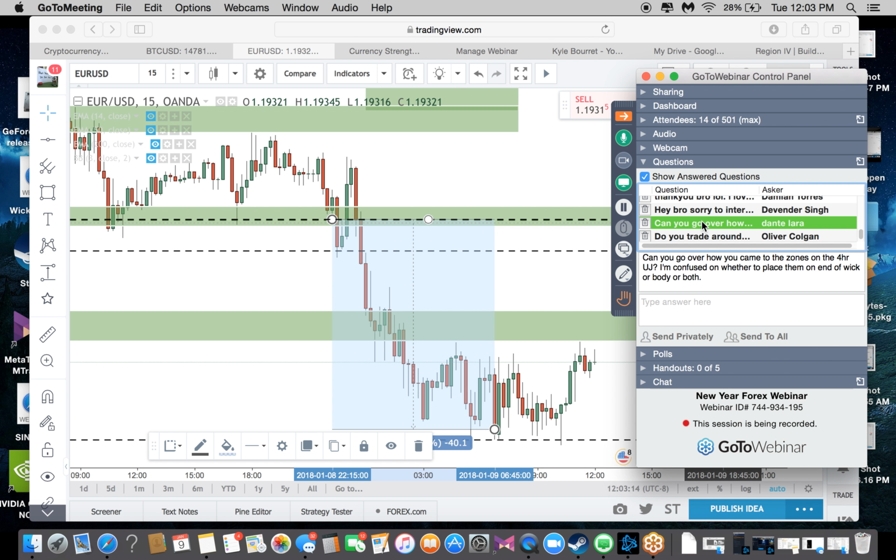Can you go over how you came across the zones on a 4-hour USDJPY? I'm confused on where to place them, at the end of the wick or the body or both. Okay. We've got a question here.